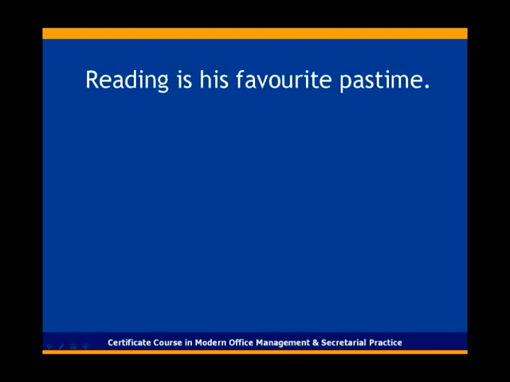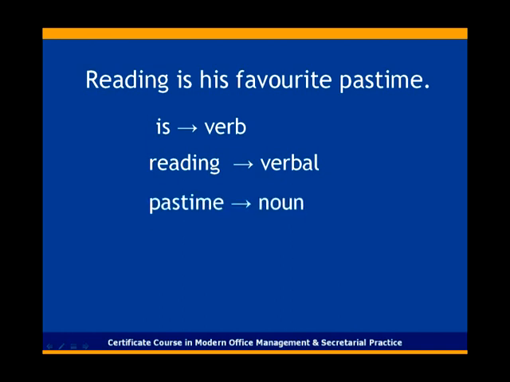Reading is his favorite pastime. In this sentence, is is the verb, and reading is a verbal that is the subject of the verb is. Pastime is the noun. Therefore, we can say that the verbal plays the role of a noun in this sentence.